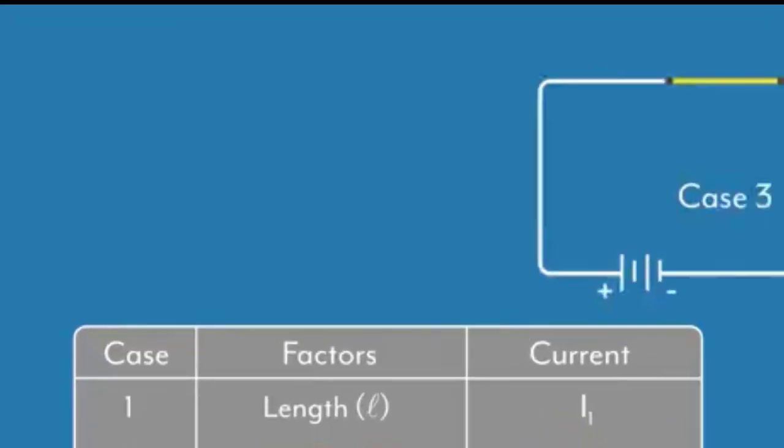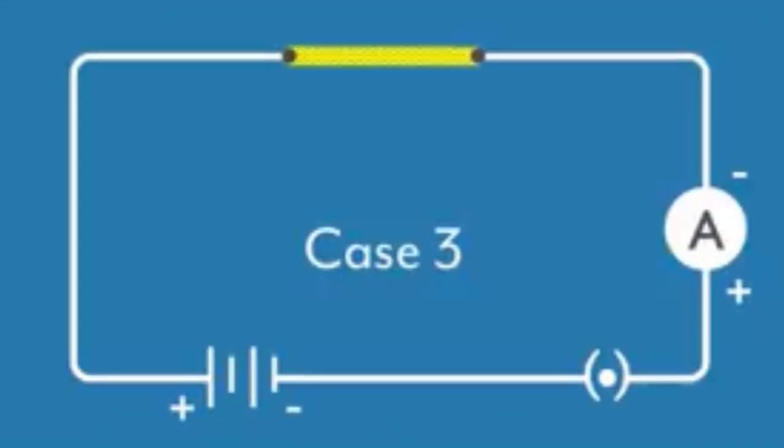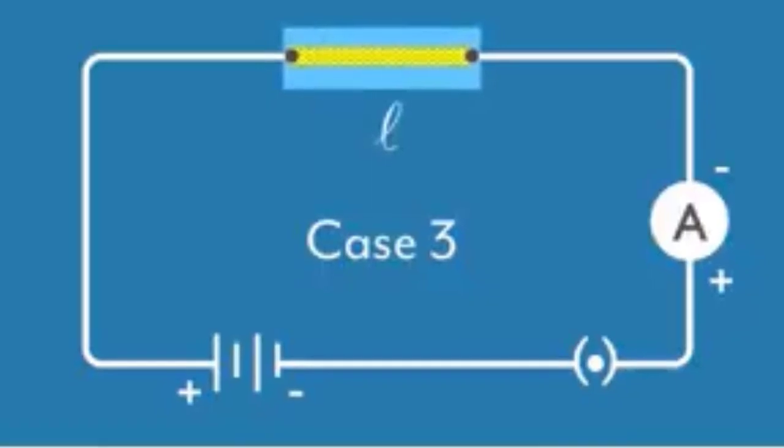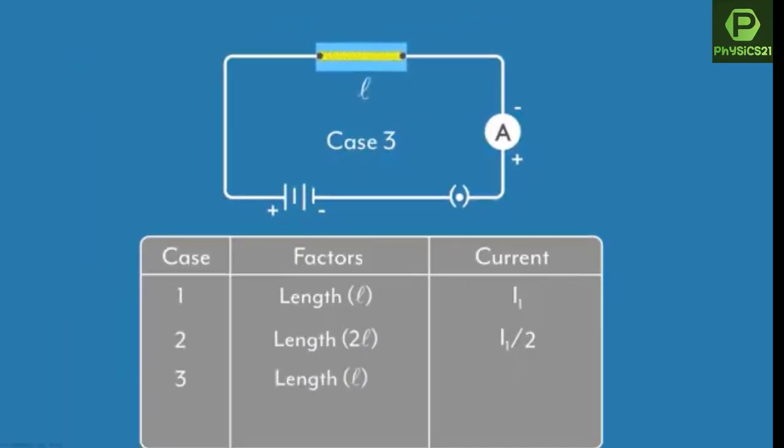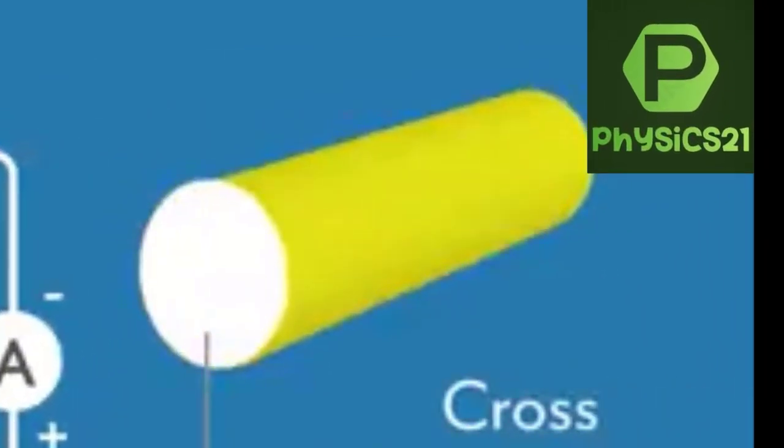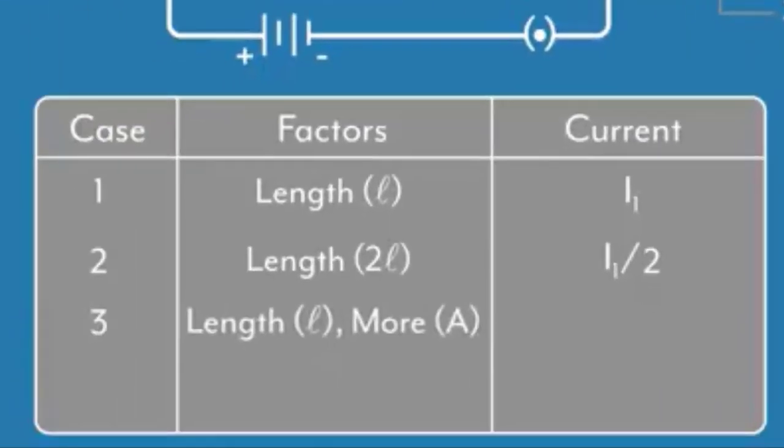In the third case, we replace the wire with a thicker nichrome wire with length L. Understand this case well. We're just increasing the thickness of the wire without changing the original length L. Now, if you're increasing the thickness of the wire, it simply means we're increasing the cross-sectional area. Let's call it A. Now, when you measure the current, you will notice that it's more than the original current I1. The results we're getting are pretty interesting.